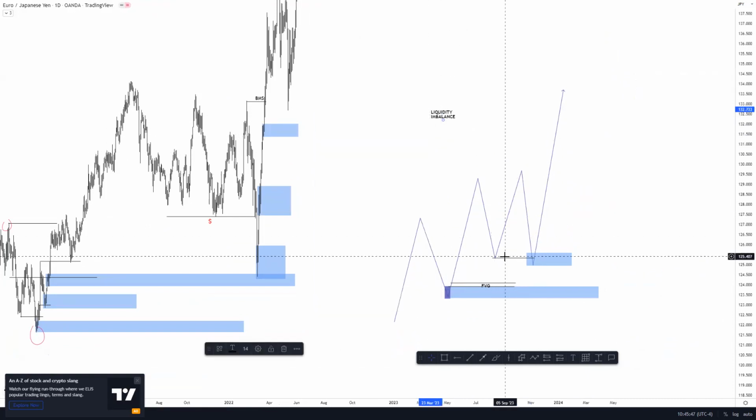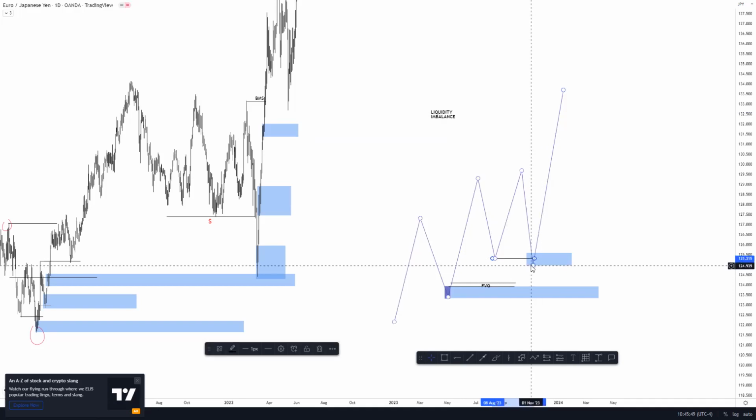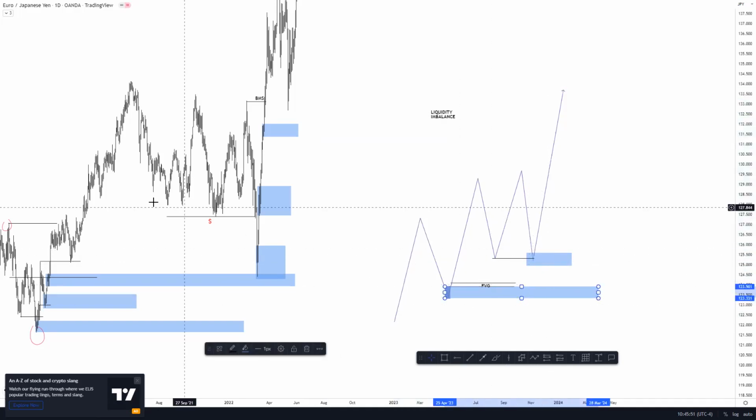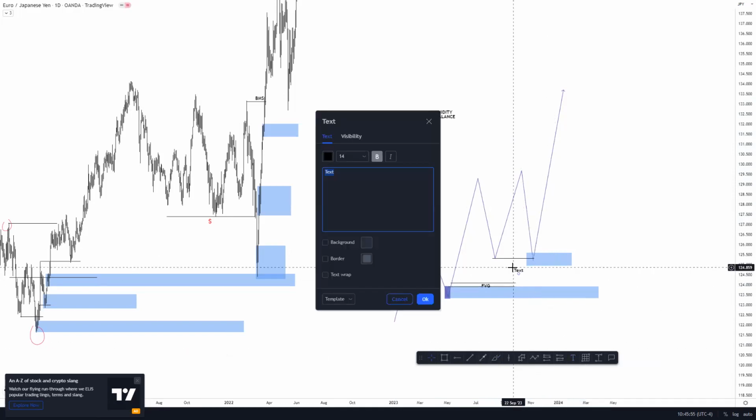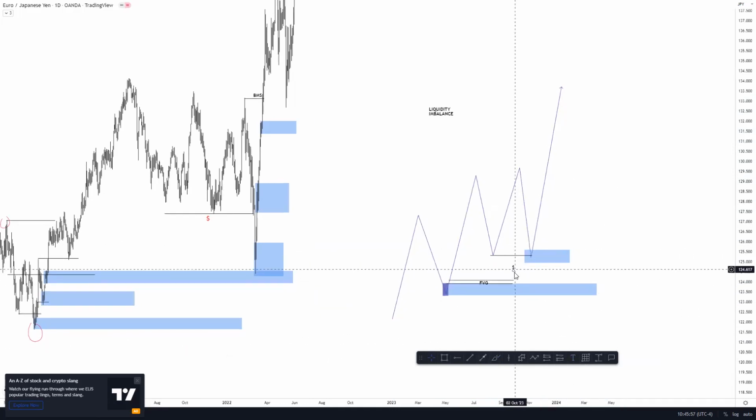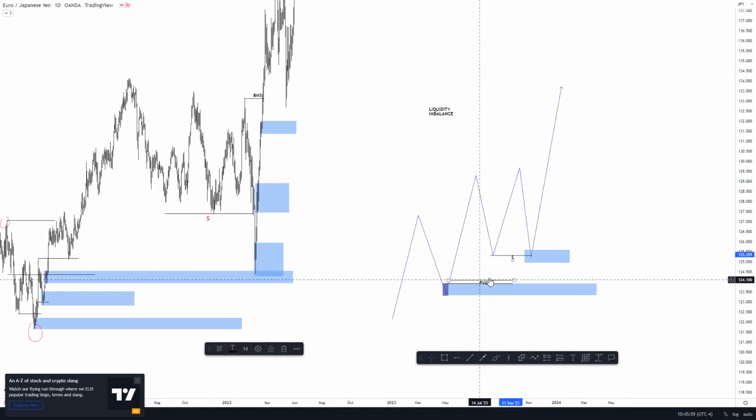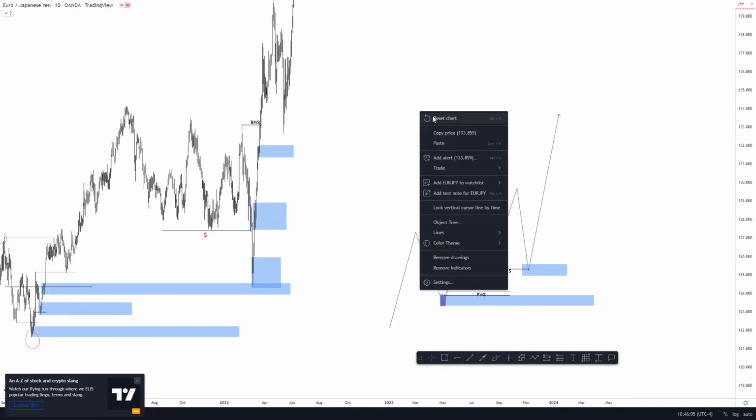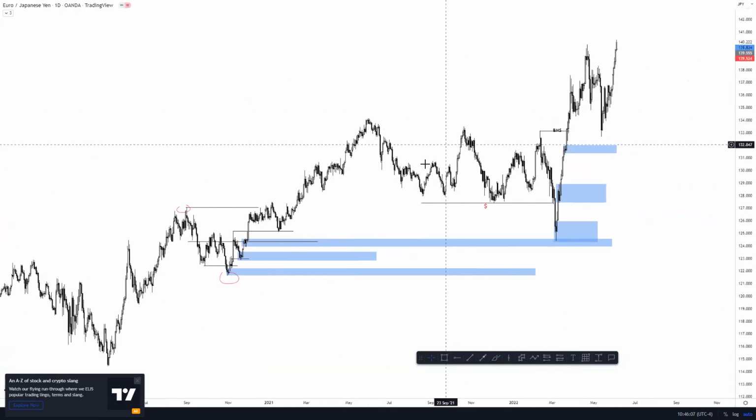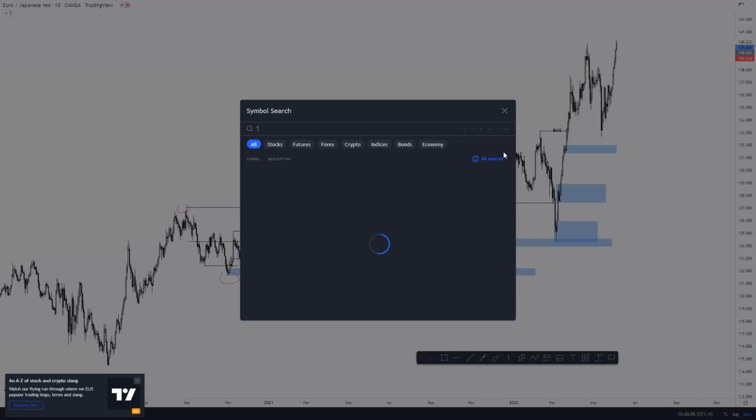So we have the double bottom structure kind of structure here as a liquidity. Okay, we have a liquidity and we have a fair value gap here. So this will make this last order block a good point of interest for buys. So that's how I choose my point of interest. So let's go and check another pair.